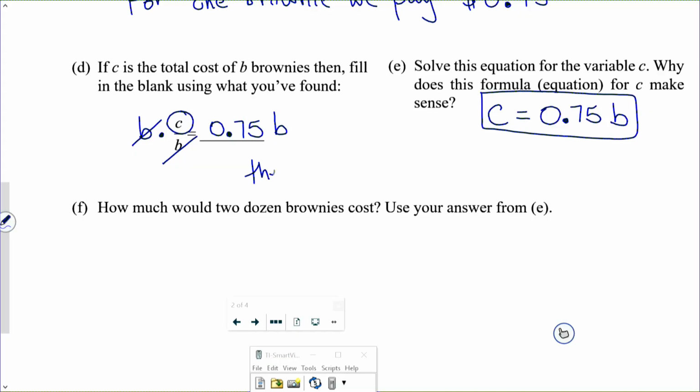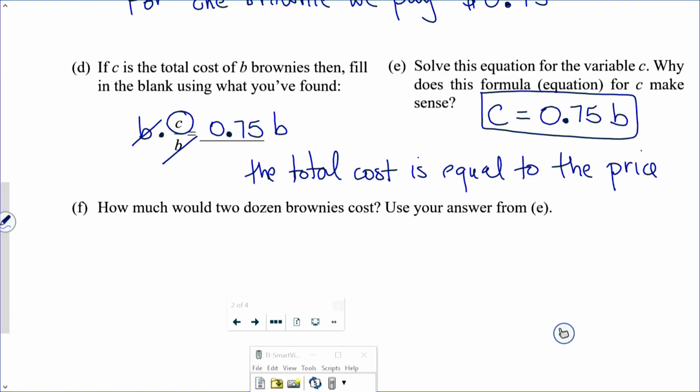So we just say the total cost, wow, I cannot get this thing to write. The total cost is equal to the price of one brownie, that's the 75 cents, times the number of brownies. And that's exactly what you'd expect, right?